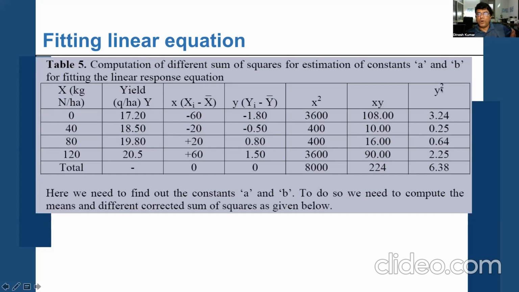So now from all these values, we will calculate the values of a and b and also test the equation for linearity. Anybody has any doubt in this? These calculations, anybody has any doubt?